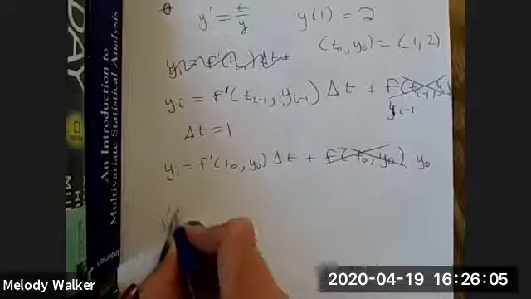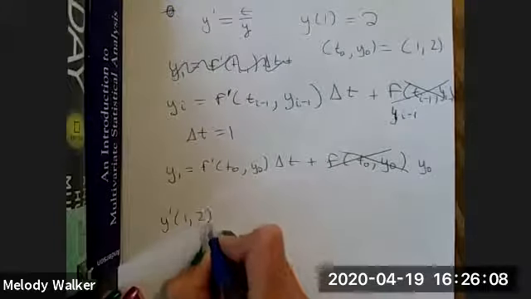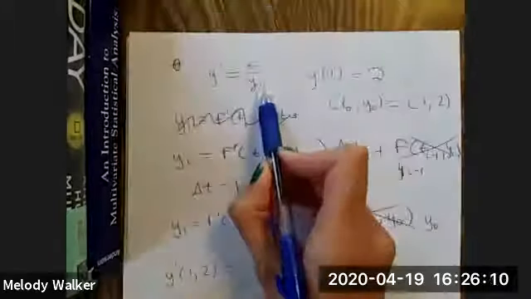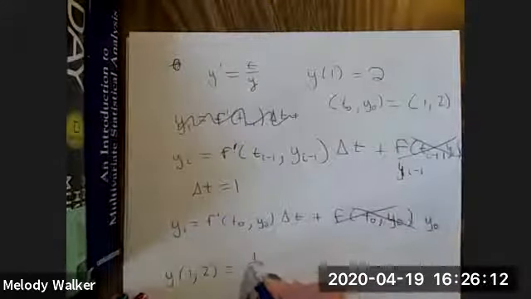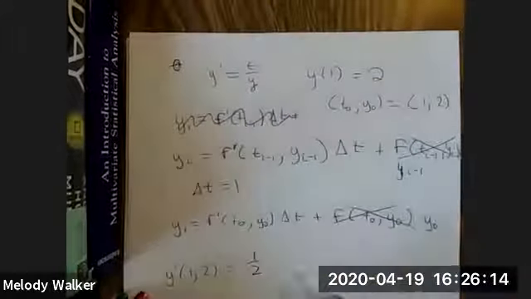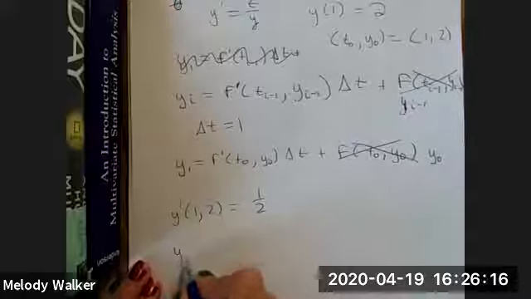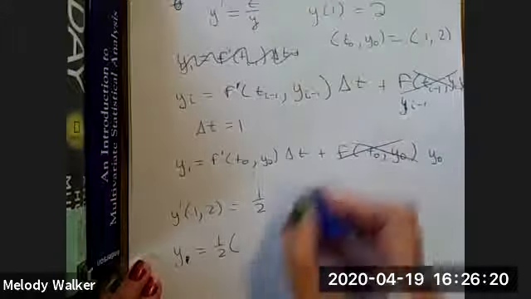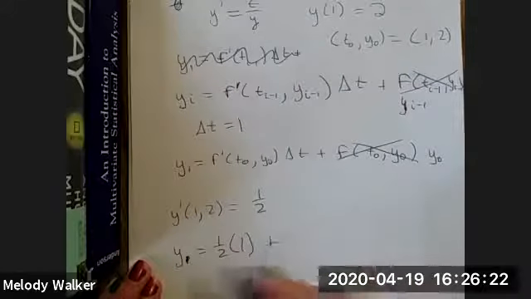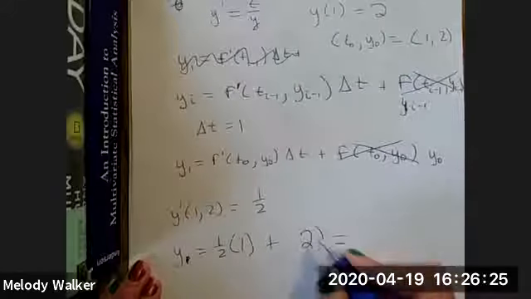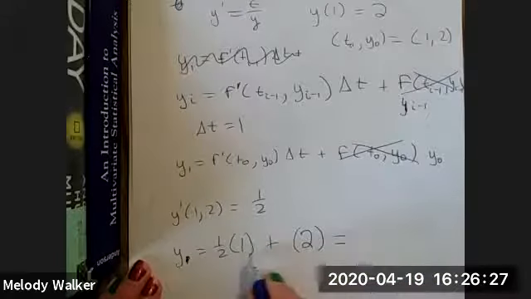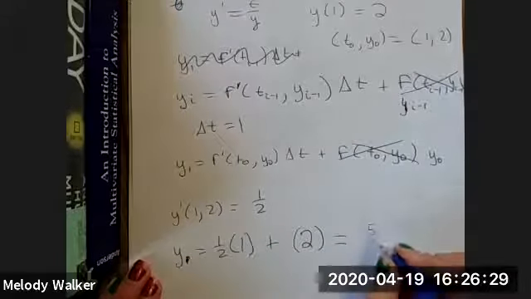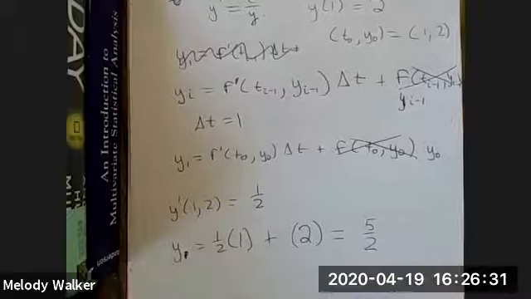So y prime of my initial value is, here's my derivative, so it's just 1/2 t over y. So let's plug everything in. So y1 equals the derivative times my delta t, which I've told you is 1, plus my initial y value. So 1/2 plus 2 is 5/2. And so then I can repeat this process.